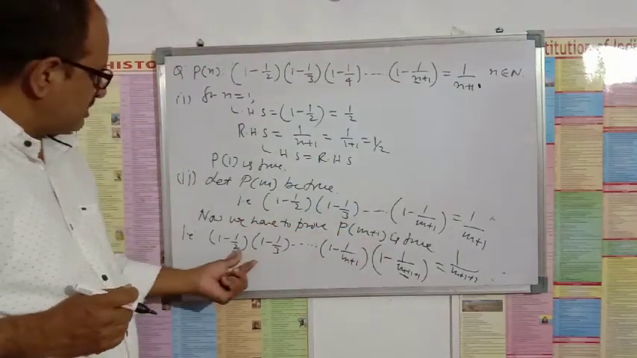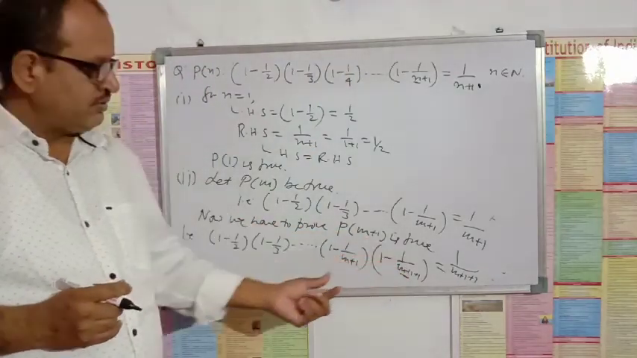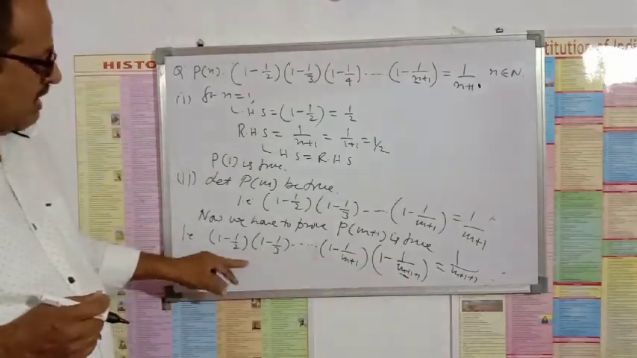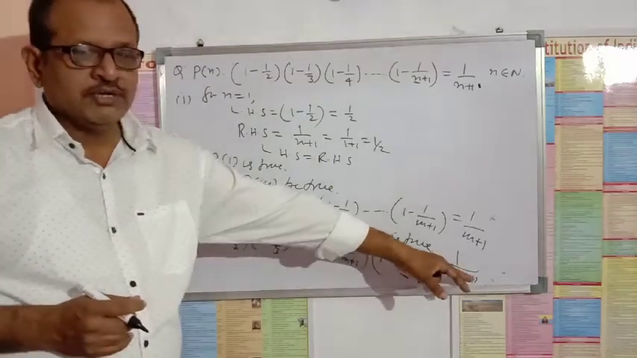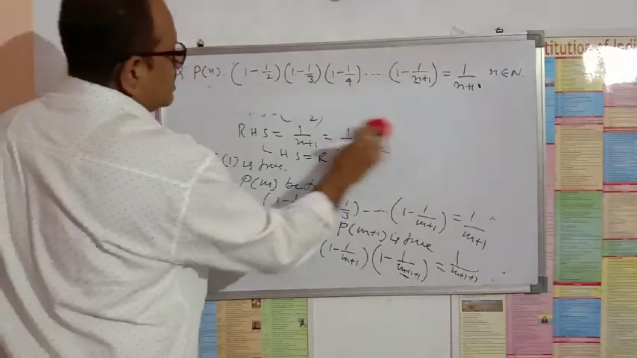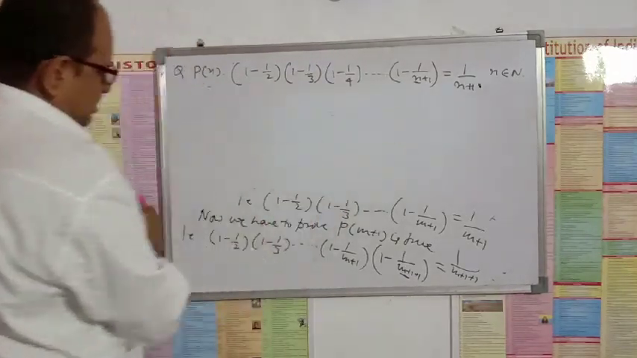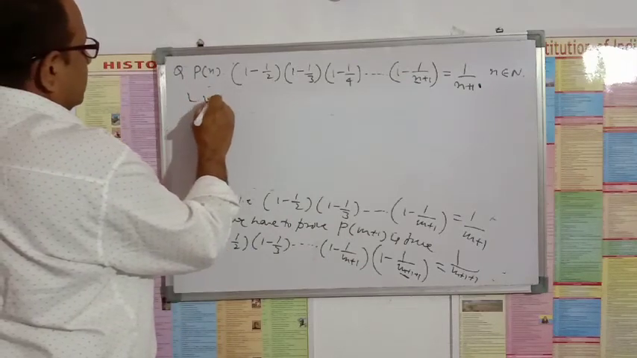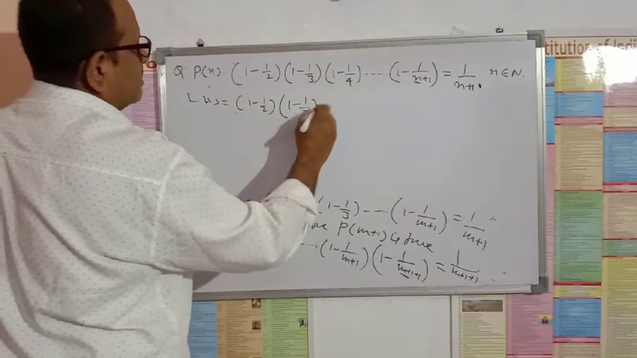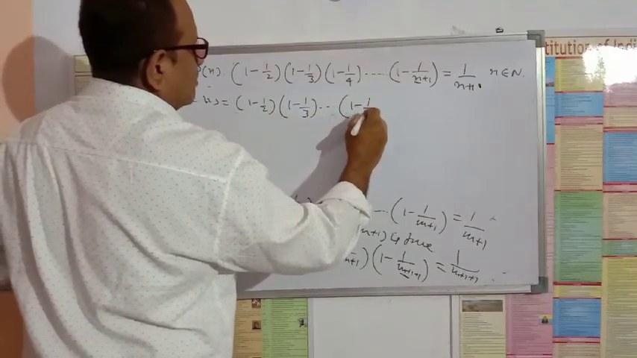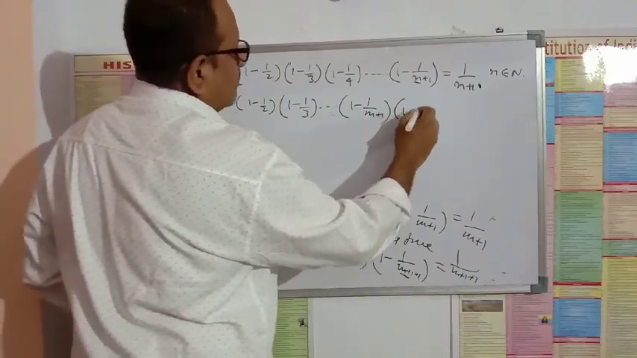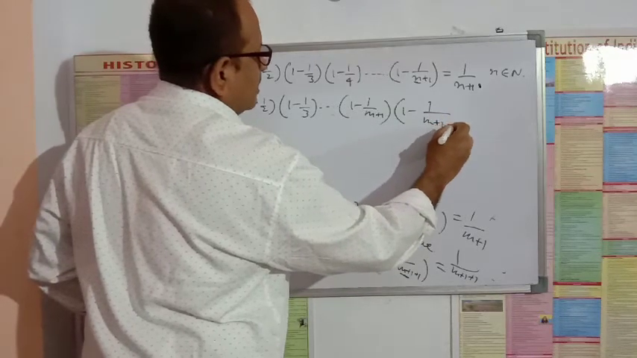Pm+1 is true means this result is true. We have to prove this one. So we take the left hand side and prove that it is equal to 1/(m+1+1). So the left hand side is (1 - 1/2)(1 - 1/3) up to (1 - 1/(m+1)), and this last term (1 - 1/(m+1+1)).